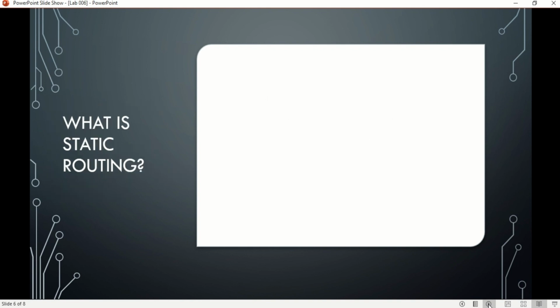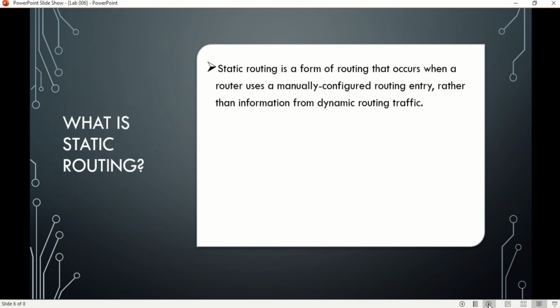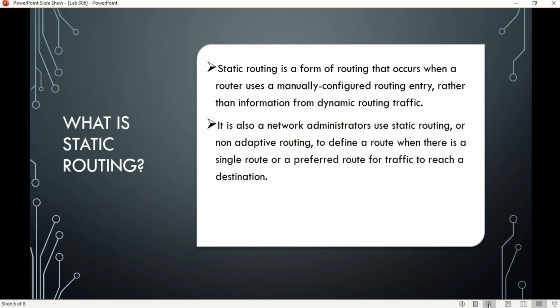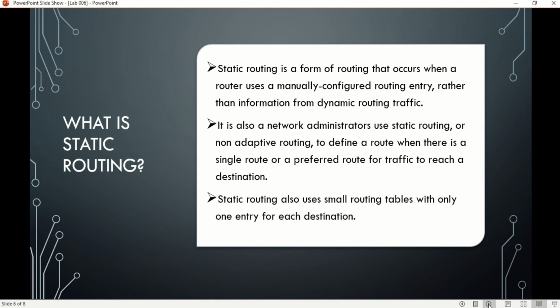What is static routing? Static routing is a form of routing that occurs when a router uses a manually configured routing entry rather than information from dynamic routing traffic. A network administrator uses static routing, or non-adaptive routing, to define a route when there is a single route or a preferred route for traffic to reach a destination. Static routing also uses small routing tables with only one entry for each destination.